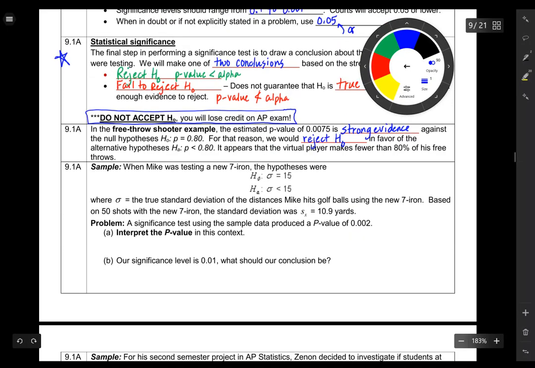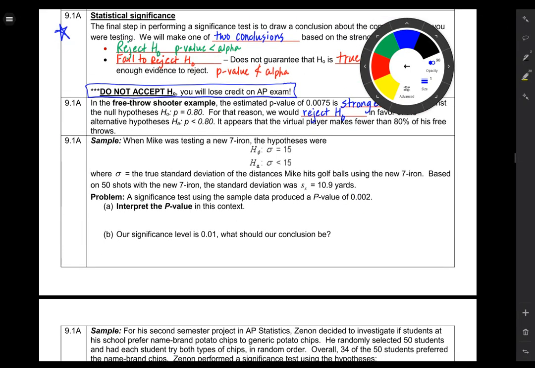Let's go back to our 7-iron example. When Mike was testing a new 7-iron, these were his hypotheses. H0: sigma equals 15, Ha: standard deviation less than 15. Notice here the parameter was identified when the hypotheses were given, based on 50 shots. So here's the sample data right here. Based on 50 shots with his new 7-iron, the sample standard deviation is 10.9 yards. A significance test was done and the p-value was given. So here's the p-value. Interpret the p-value in this context.